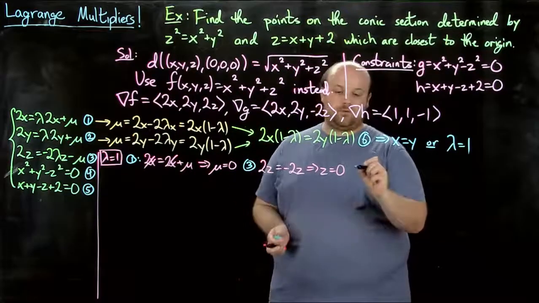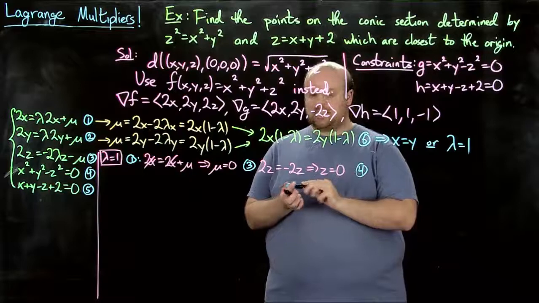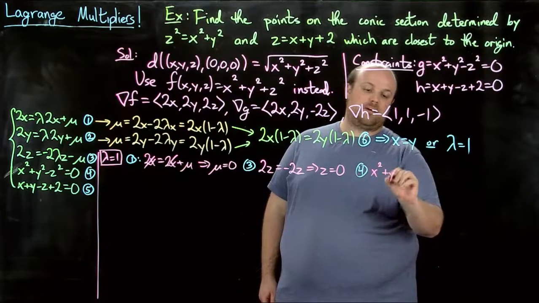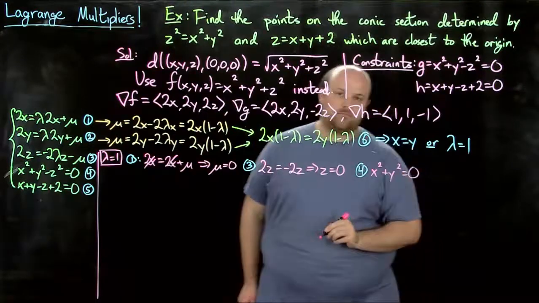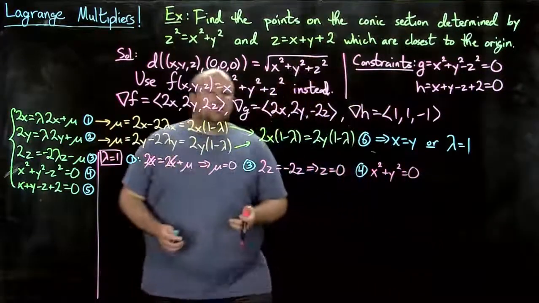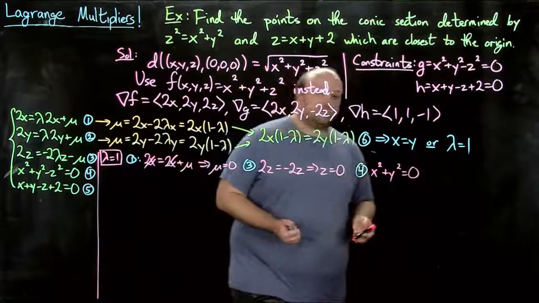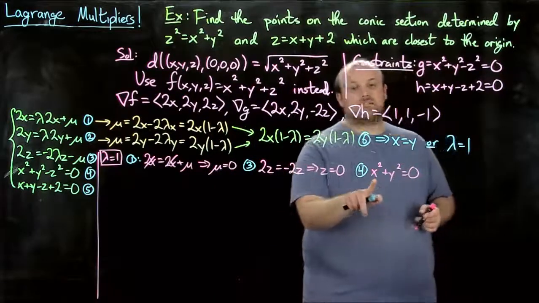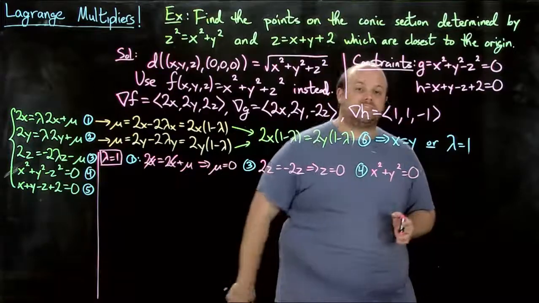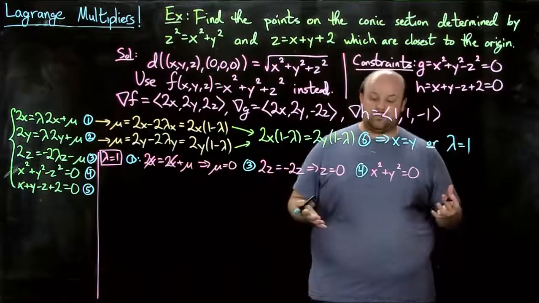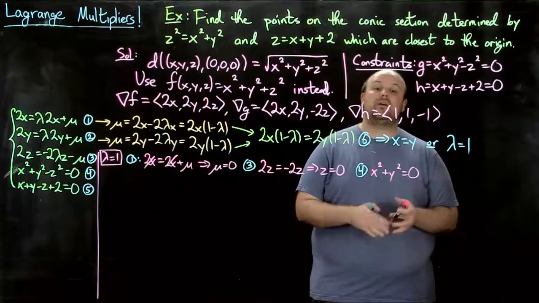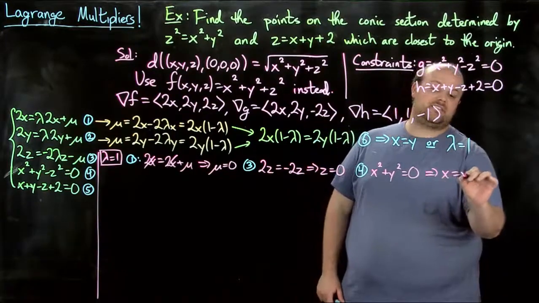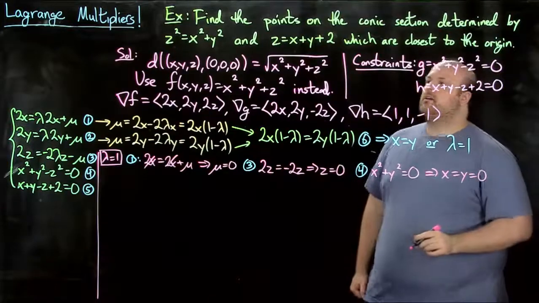Because if we use equation 4, plugging in z equals 0 gives us x squared plus y squared equals 0. Since x squared is never negative and y squared is never negative, if we add two non-negative things together and get 0, they must both be 0. So this actually tells us x and y are 0.